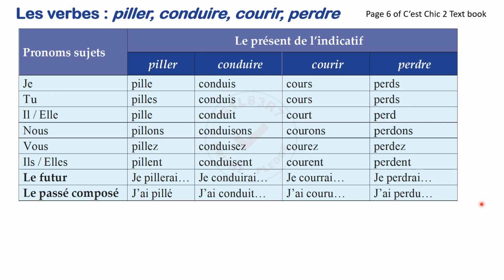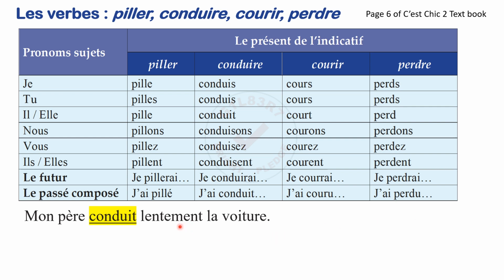Before that, let's look at a few examples based on the present tense. So here we have, my father drives the car slowly. Lentement here means slowly. So this conduit is taken from the verb conduire, to drive in this case, and I am using the conjugation of the third person singular. Okay, so this is the present tense of the verb conduire.